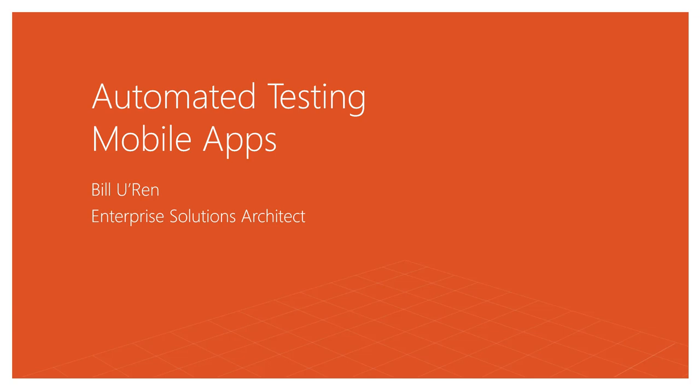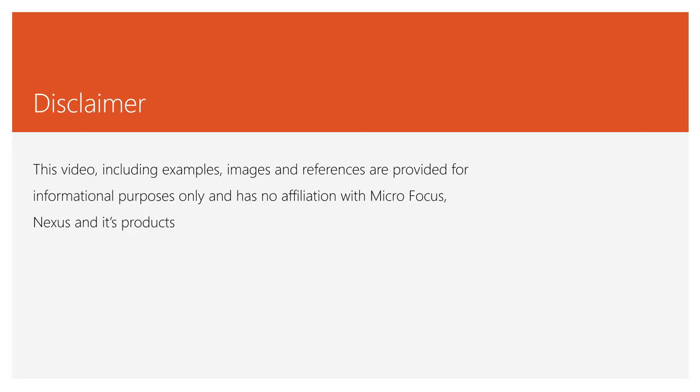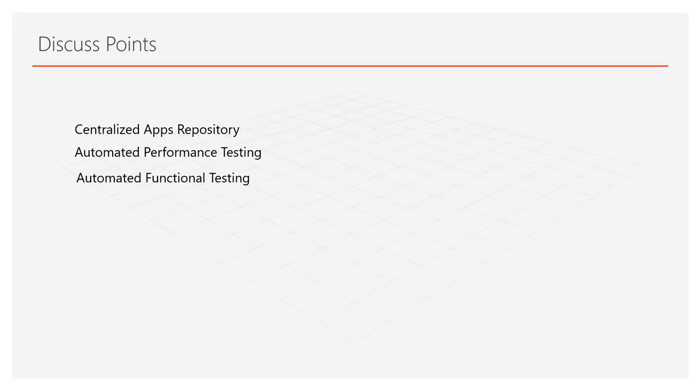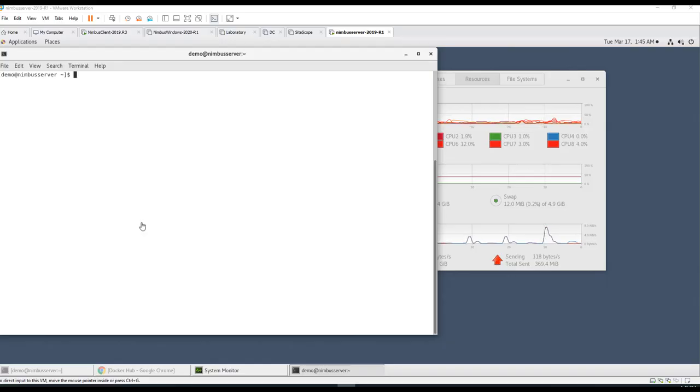Hi, this is Bill. What I'm about to discuss today is automated testing on mobile app. So these are the discussion points: a centralized apps repository, automated performance testing, and also automated functional testing. Now let's start with the centralized apps repository.